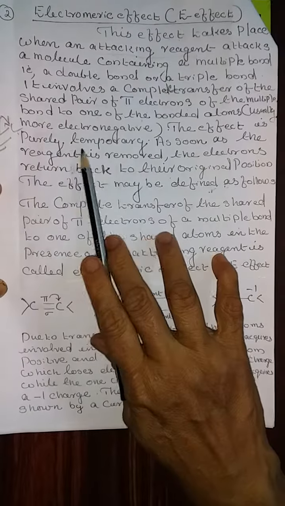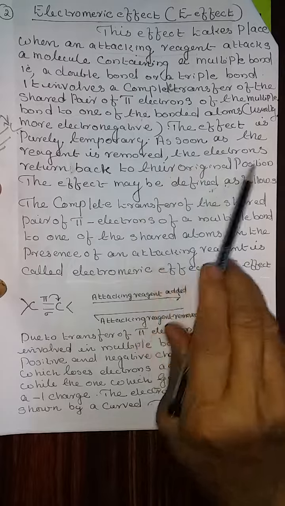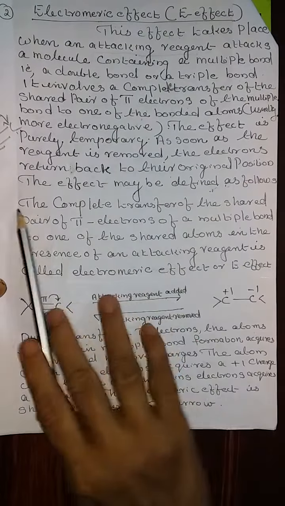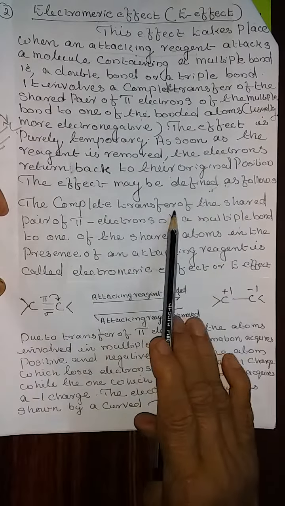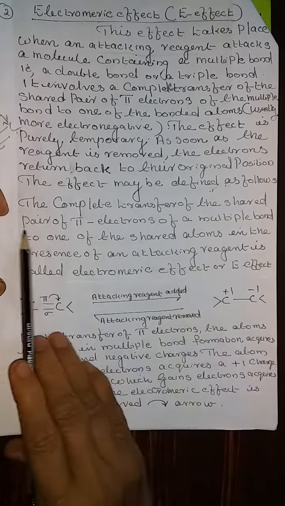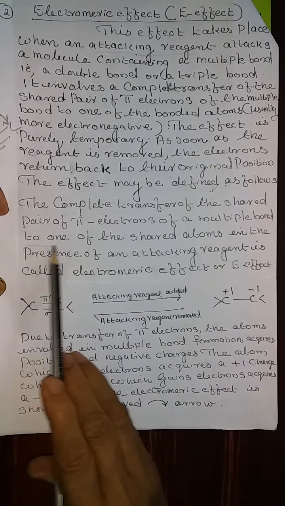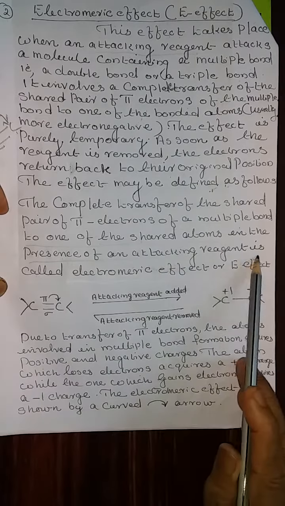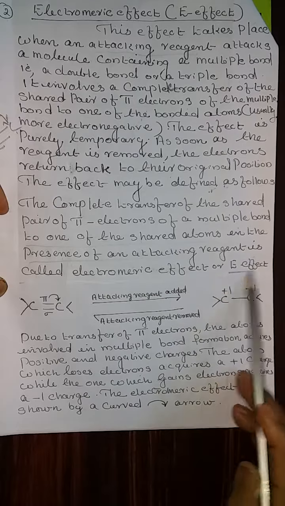The effect is purely temporary. As soon as the reagent is removed, the electrons return back to the original position. This effect may be defined as follows: the complete transfer of a shared pair of pi electrons of a multiple bond to one of the bonded atoms in the presence of an attacking reagent is called the electromeric effect or E effect.